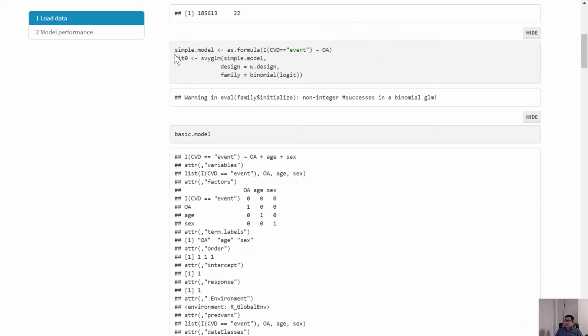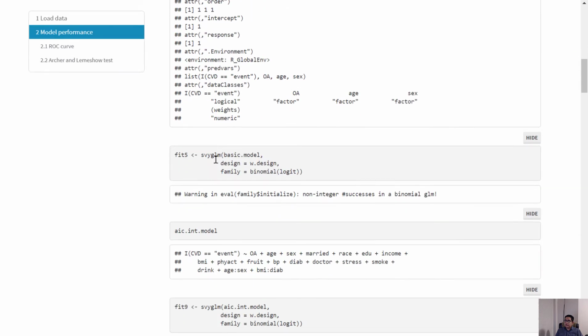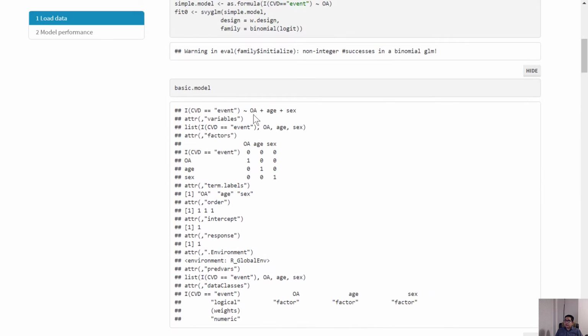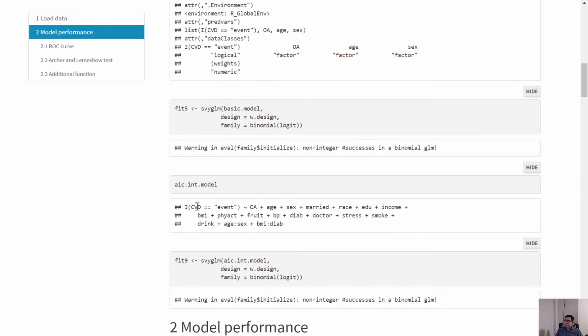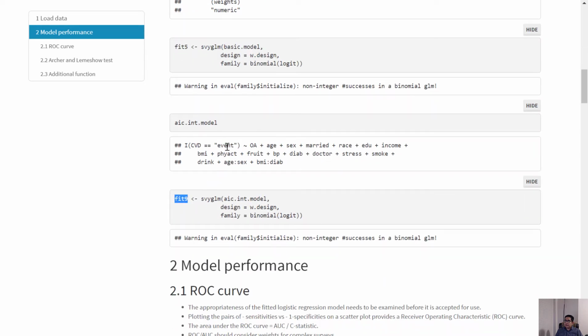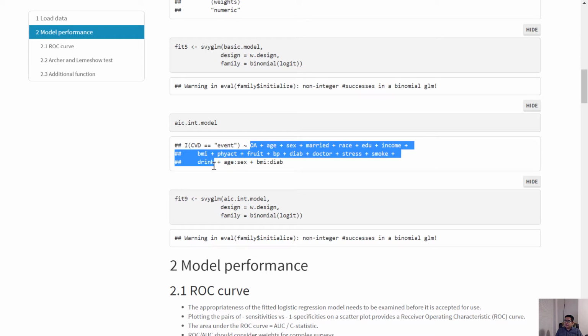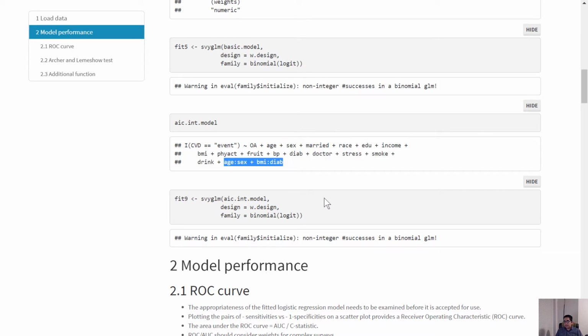Alright, so we have used some of the datasets. The simple model is basically the model without any covariates. The fit 5 is basically the model with only 3 covariates, and fit 9 is basically the covariates that were selected by the AIC, and we have included some interaction terms that made biological sense to us.